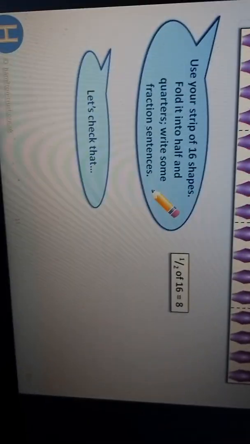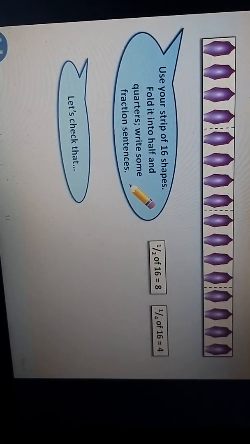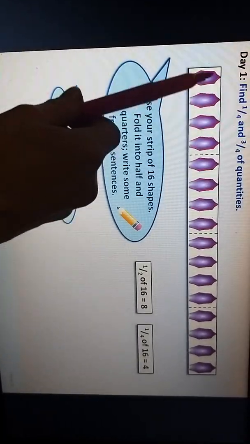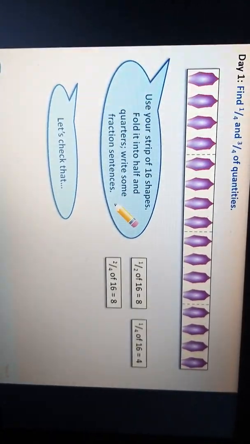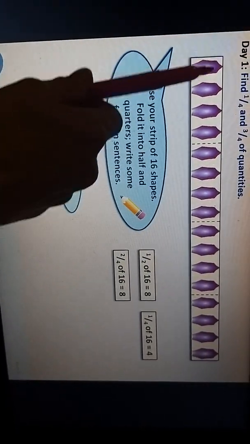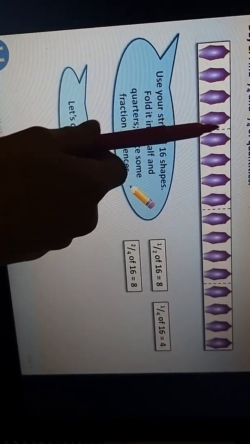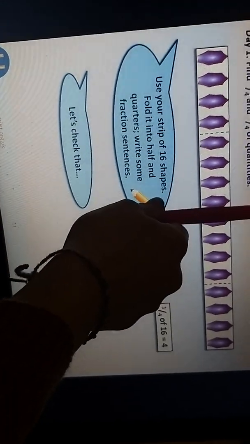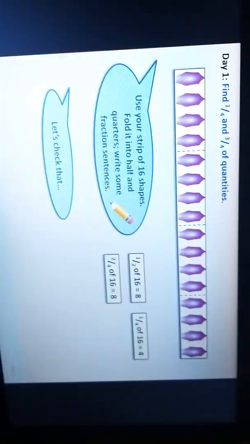Let's check that. Half of 16 equals 8. 1/4 of 16 is 4. There's your 1/4. 1, 2, 3, 4. 2/4 is going to be 8. 1, 2, 3, 4, 5, 6, 7, 8. 2/4. Ooh, so equivalent to a half.